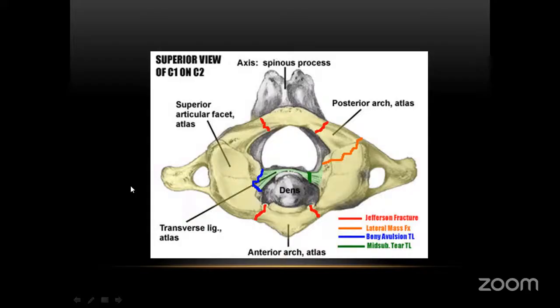Okay. Yes, Dr. Yusra, you want to say something? Yes, we will do fusion. If C1 is fractured, then OC fusion. Okay. And what about others?